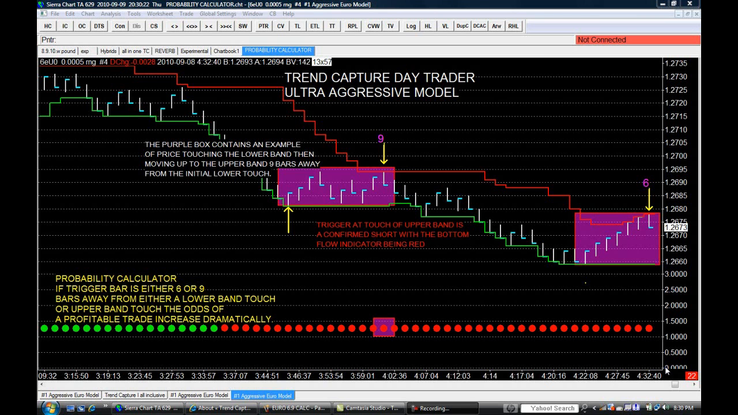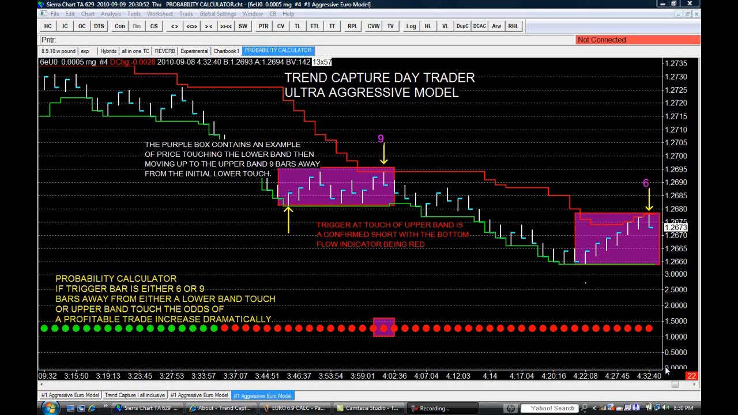It involves one of the Euro models that we use, the ultra aggressive model. And one of the things that we've been trying to work out with the ultra aggressive model is trying to alleviate some of the losing trades, because anytime you've got an aggressive model, you are going to be in and out of the market more often than you will with a more conservative model, and therefore you're going to increase your number of losing trades.